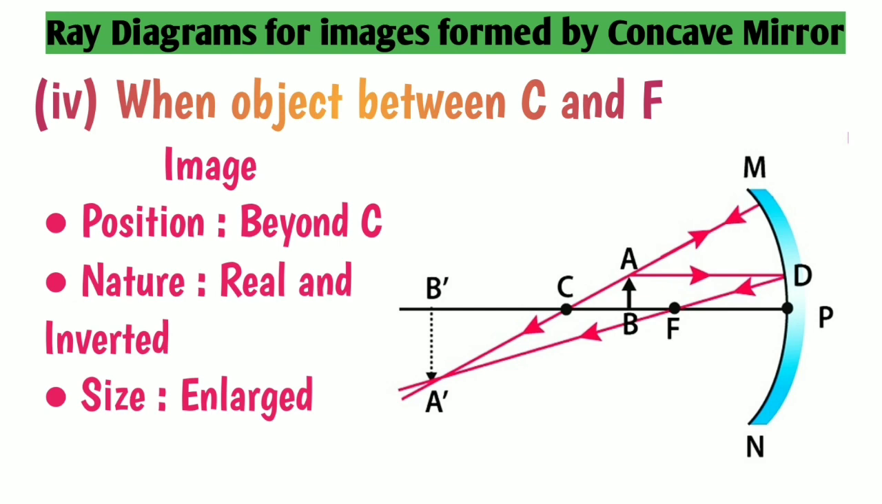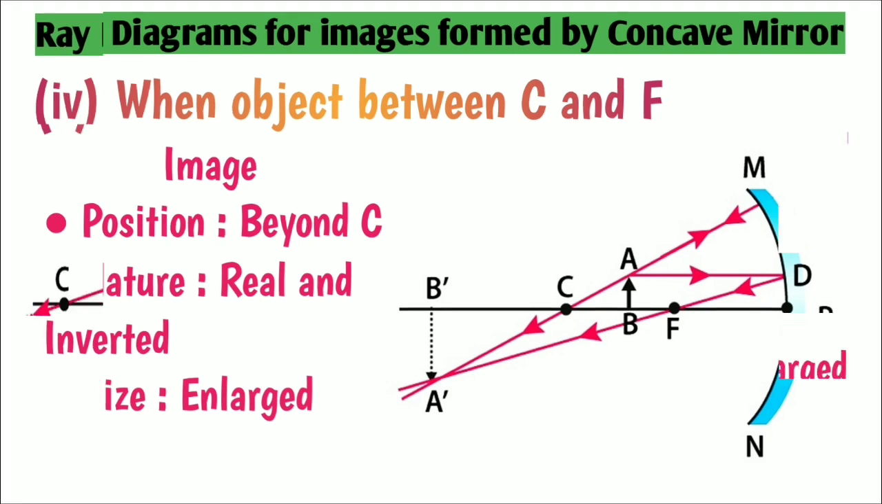You just notice one thing here: when the object is placed beyond C, the image is formed between C and F, and here the object is placed between C and F and the image is formed beyond C. So these two conditions are just opposite to each other. Clear?